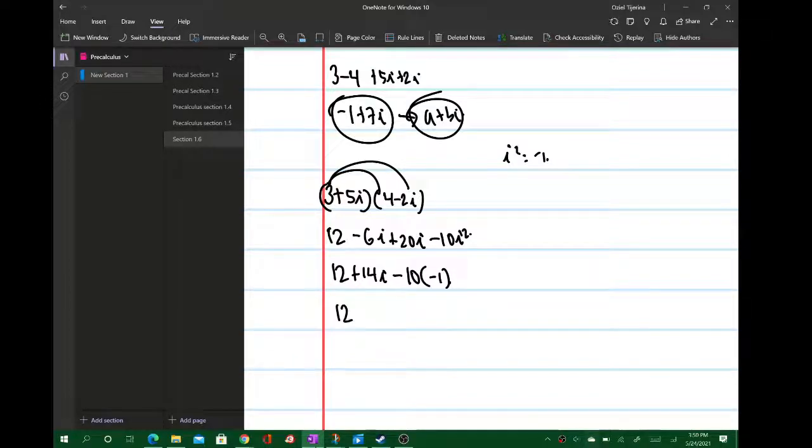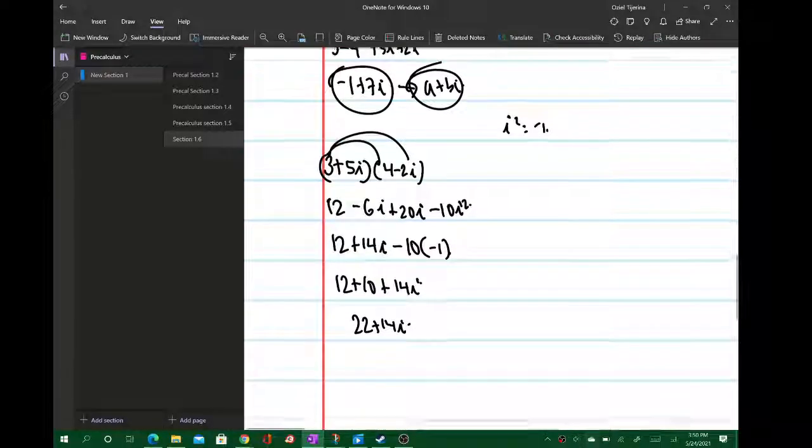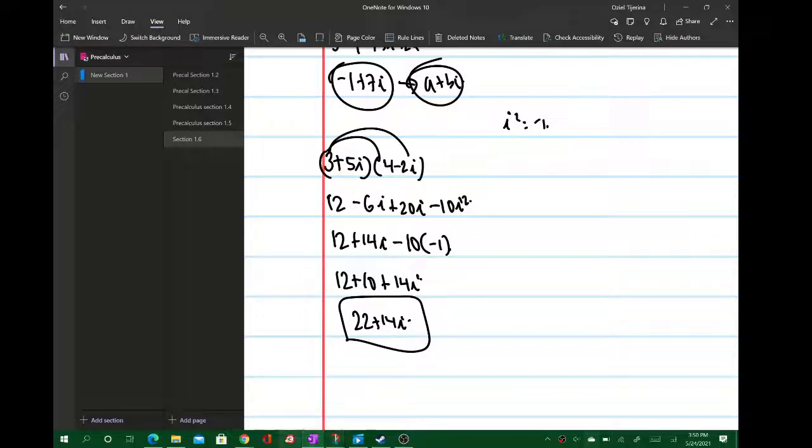So it's going to be 12 plus 10, because this is 10, right? Plus 14i. So you're going to say 22 plus 14i. And this would be your answer, right?